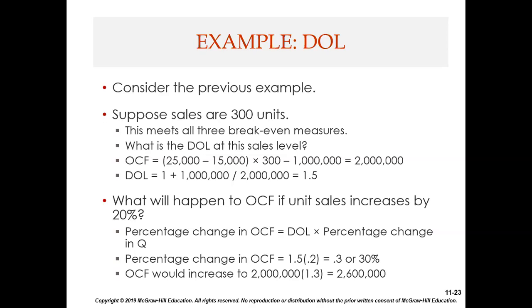$2 million. So $2 million is the amount of operating cash flow. Now plug that into our formula. 1 plus fixed cost, 1 million, divided by operating cash flow of 2 million equals 1.5. So the degree of operating leverage here is 1.5.